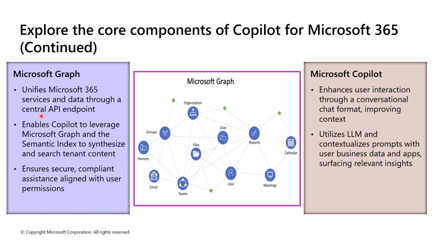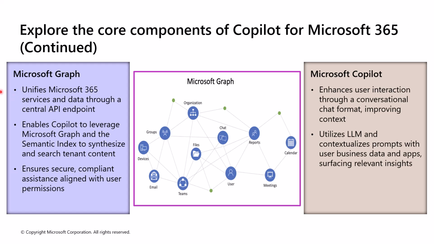So you have to wait for some time after assigning the license, and it ensures secure, compliant assistance aligned with user permission. So unless you have access to a particular location, you cannot prompt Copilot to bring information from that location for you. So that's one of the security features, right?